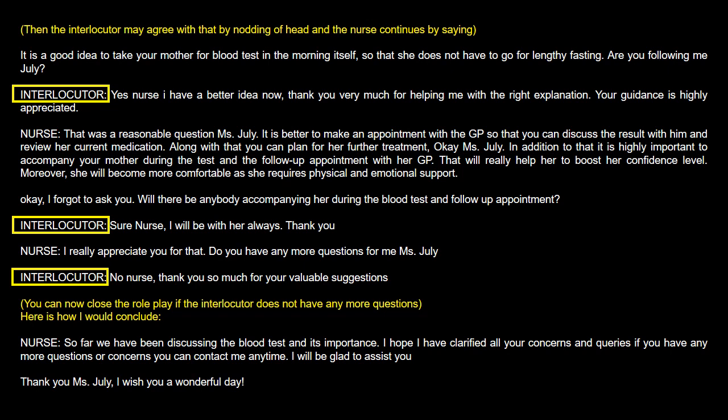You can now close the role play if the interlocutor does not have any more questions. Here is how I would conclude. So far, we have been discussing the blood test and its importance. I hope I have clarified all your concerns and queries. If you have any more questions or concerns, you can contact me anytime. I will be glad to assist you. Thank you, Miss Julie. I wish you a wonderful day.